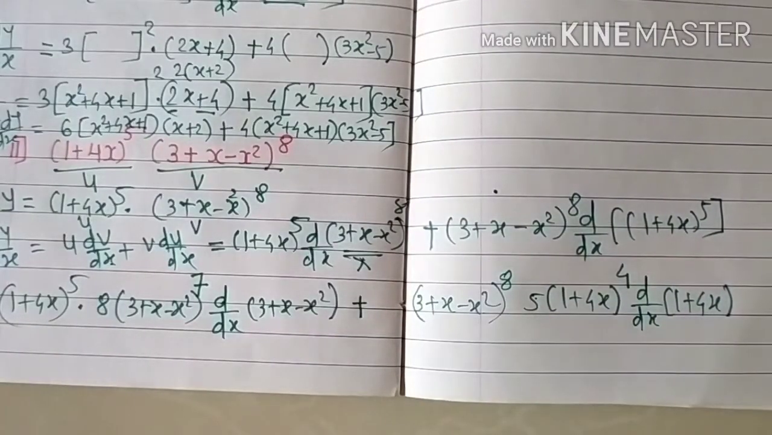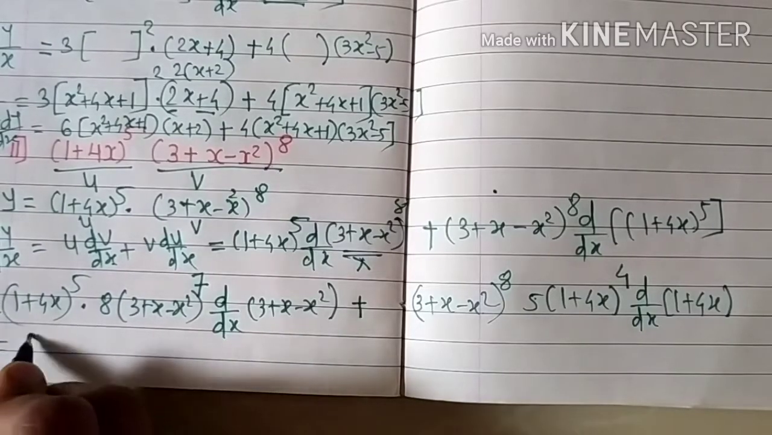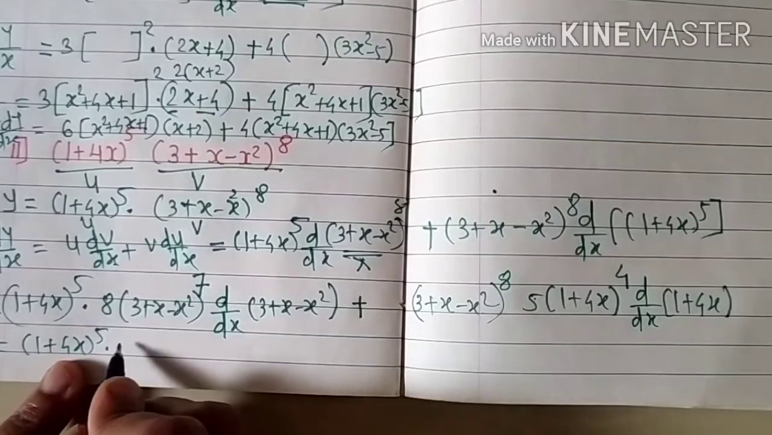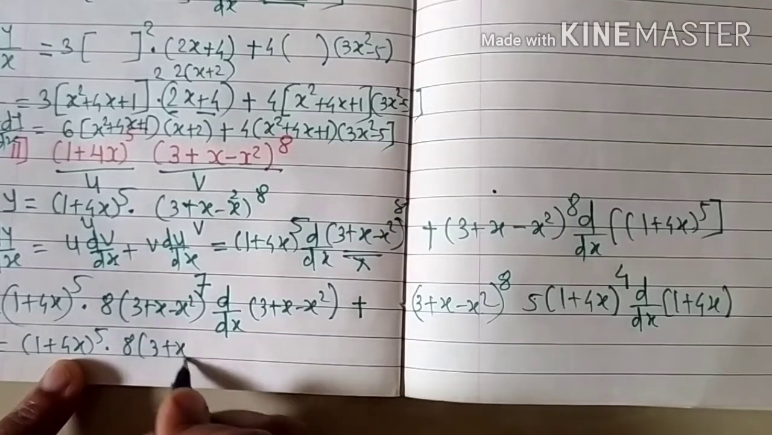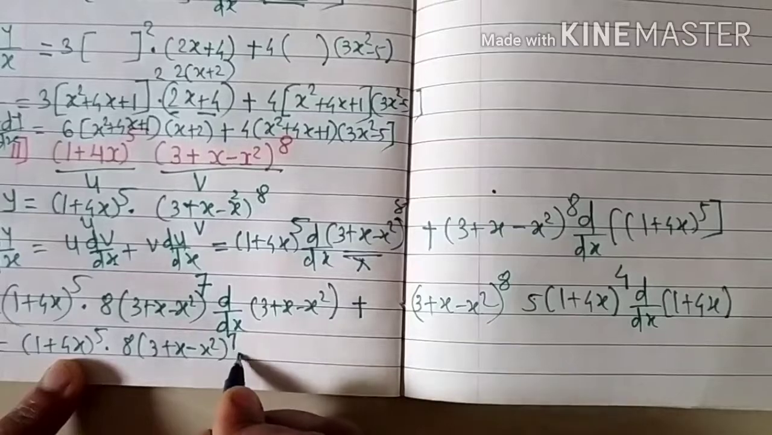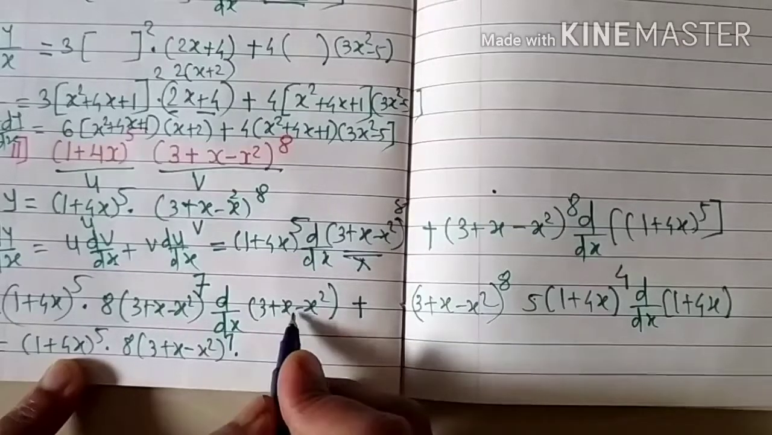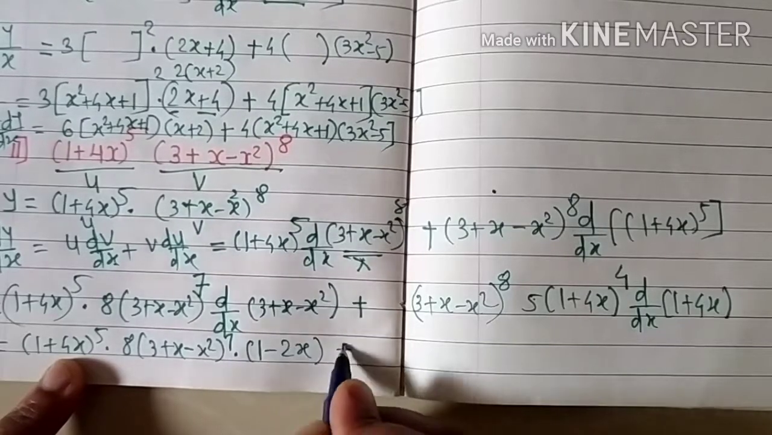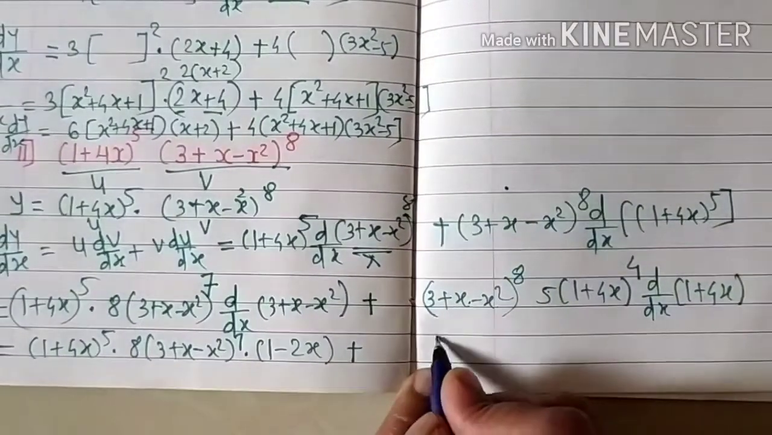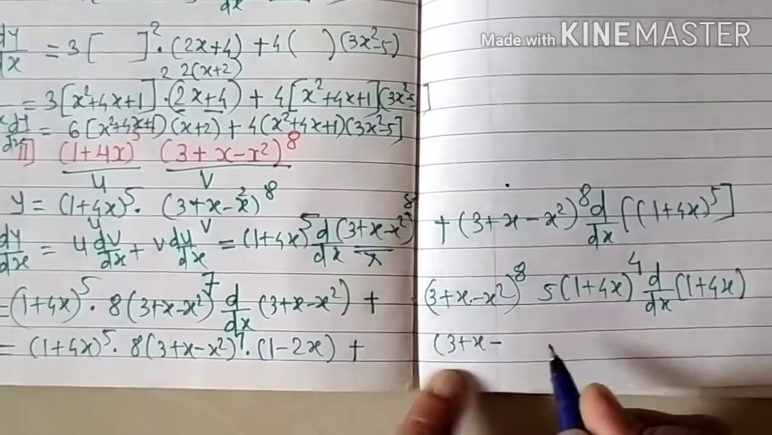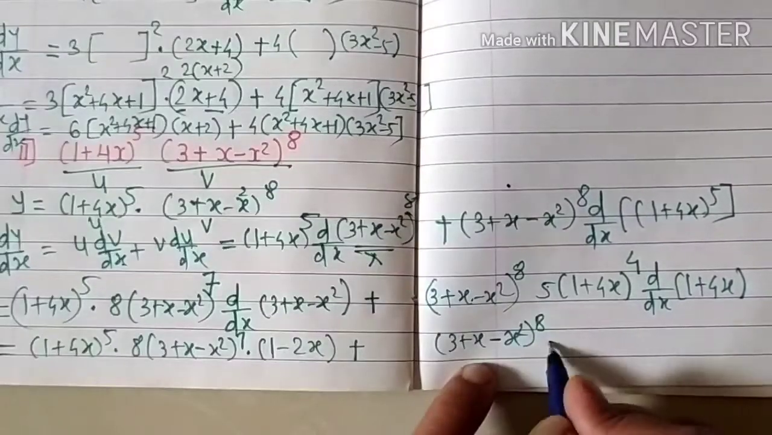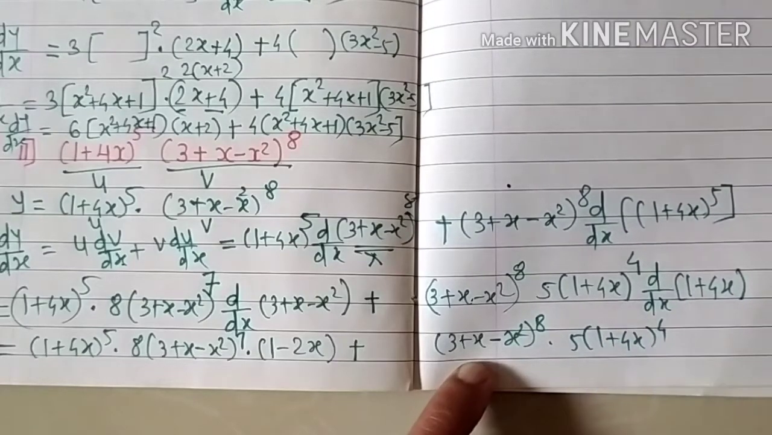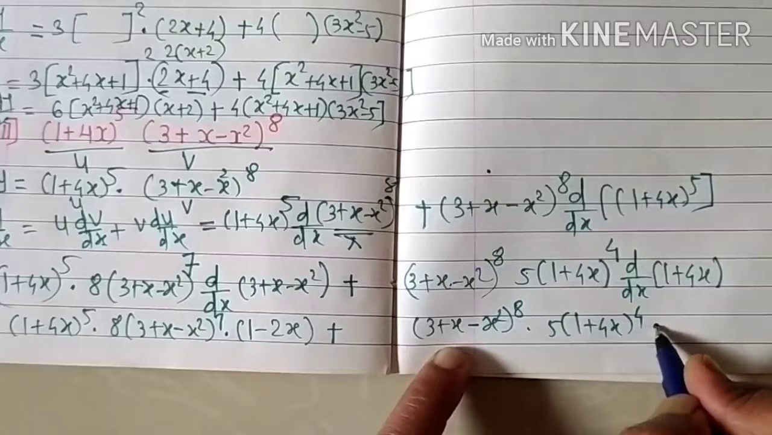Okay, then here what we get? (1 + 4x) raised to 5 into 8 into (3 + x - x²) raised to 7 into the derivative of this: the constant is 0, x gives 1 and x² gives 2x. Plus, this term remains as it is, that is (3 + x - x²) raised to 8 into 5 (1 + 4x) raised to power 4, and the derivative here is only 4.